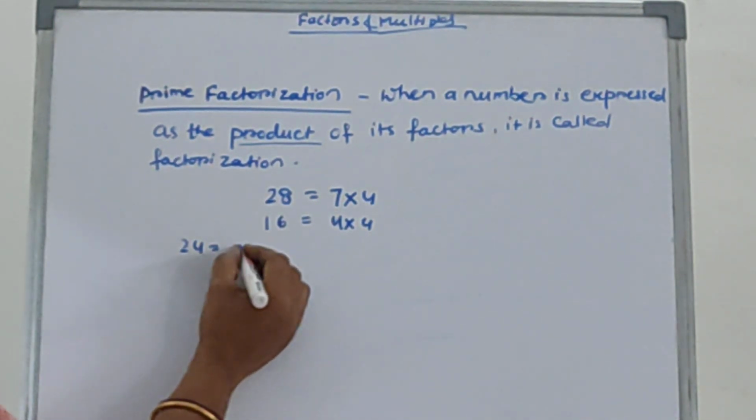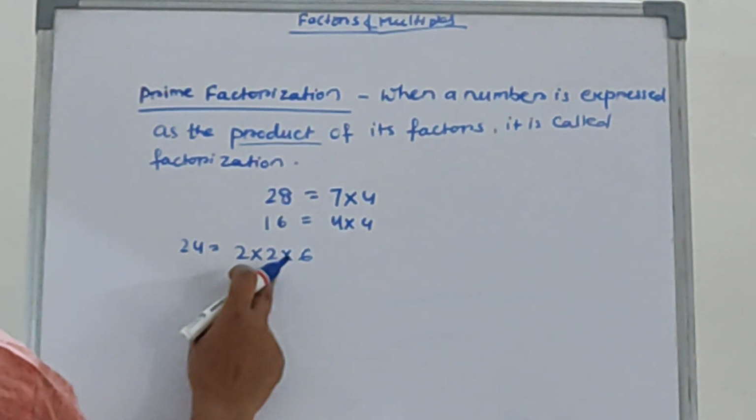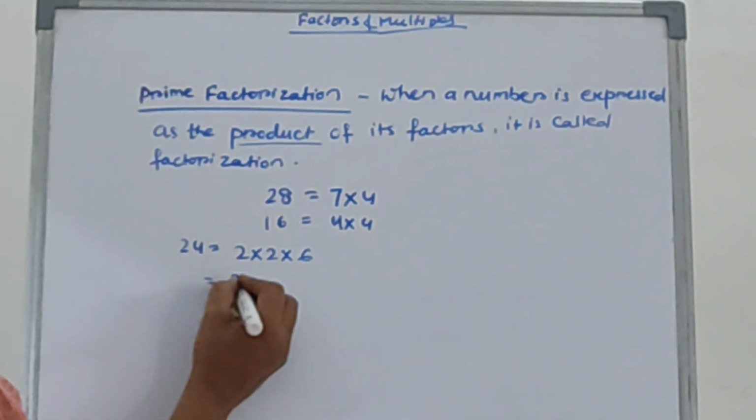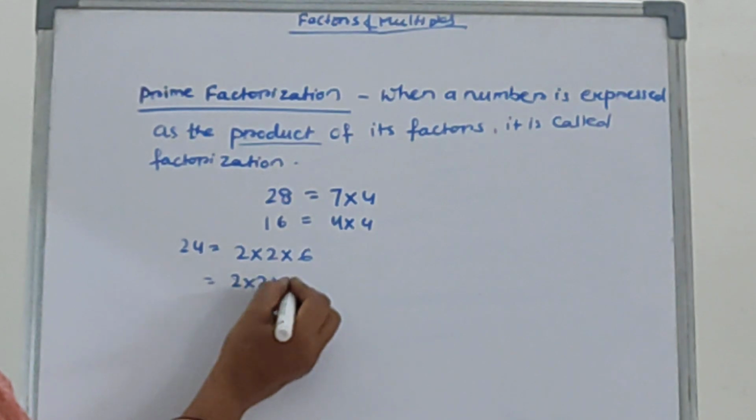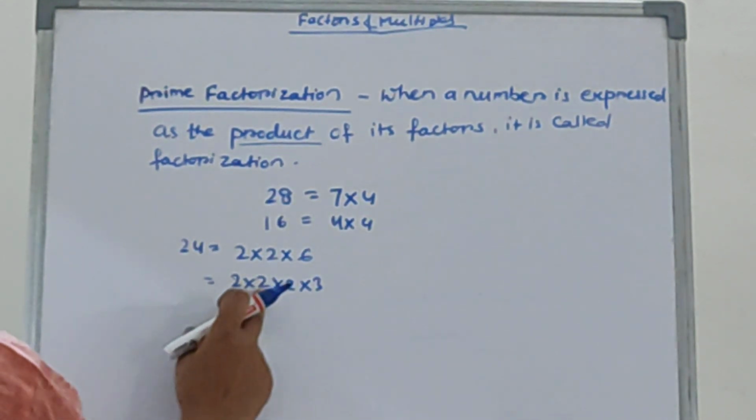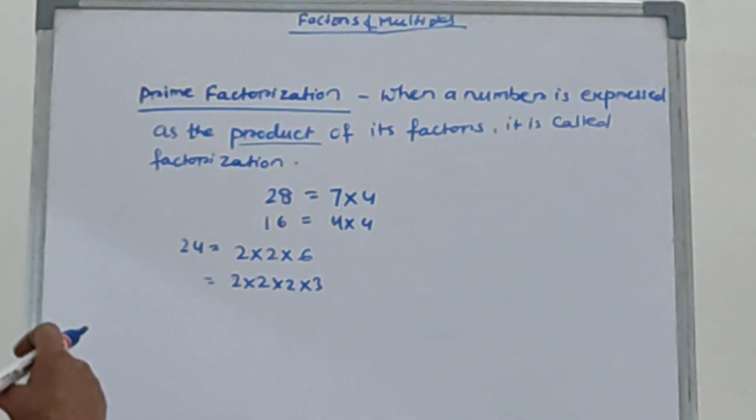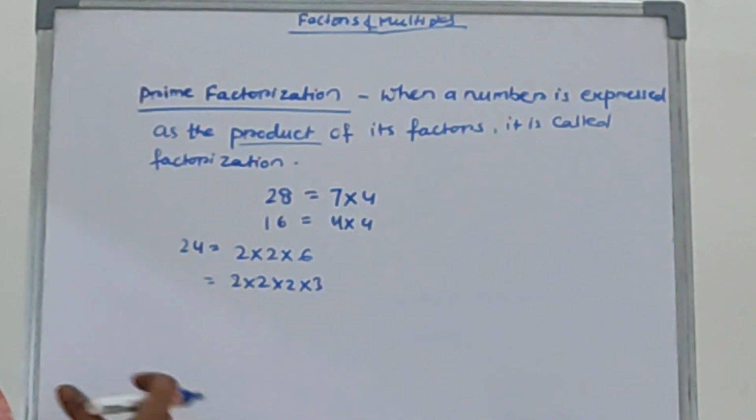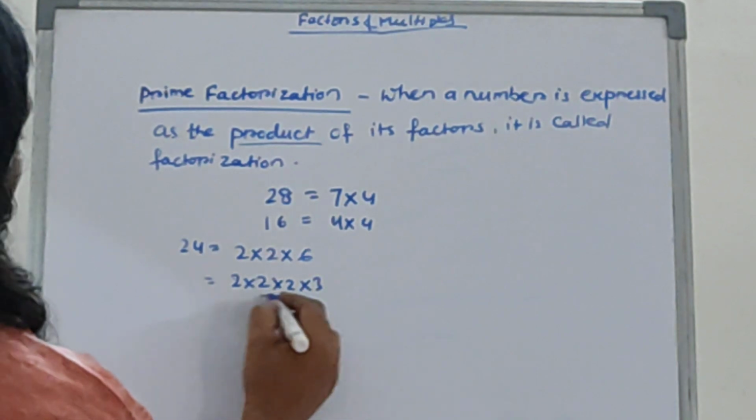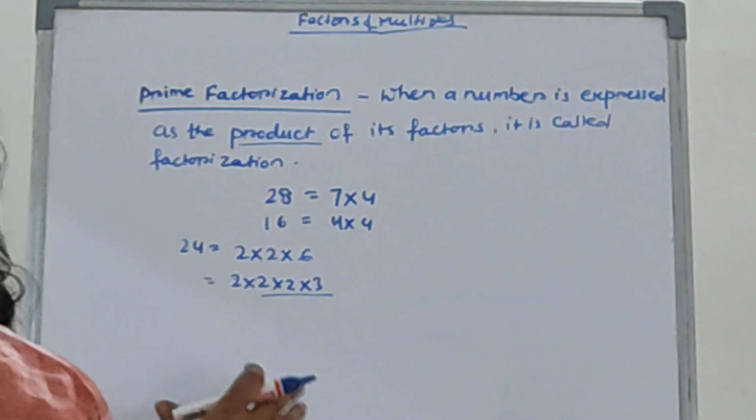Now we can write in a different way also for factorization, like see for 24. What we can write is 2 into 2 into 6. See, 2 times 2 is 4 and 4 times 6 is 24. Now we can also write it like 2 into 2 into 2 into 3. So what is this? 2 times 2 is 4, 4 times 2 is 8, 8 times 3 is 24. So these are called factorization.